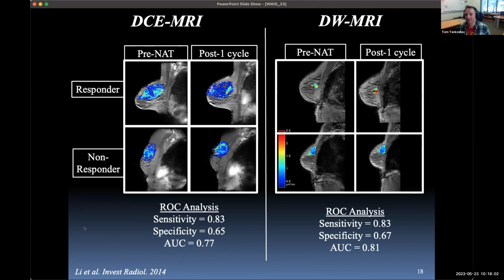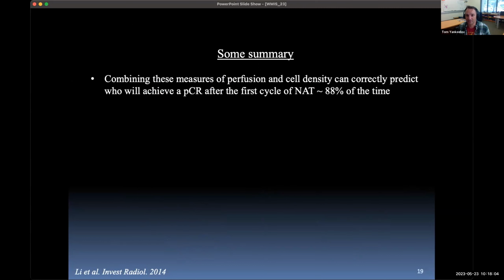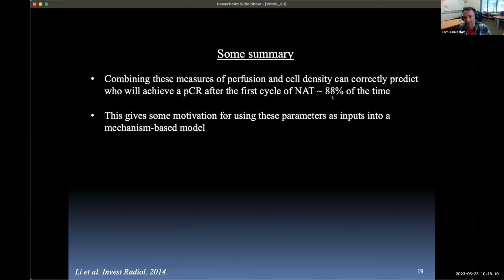And lots of people have done these kinds of studies, and these numbers seem to keep popping up. In our own hands, when we combine the DCE with the diffusion, our ability to predict a pathological complete response after the first cycle of neoadjuvant therapy is about 88% accuracy. So that's pretty good. We need to keep that number in our mind going forward here.